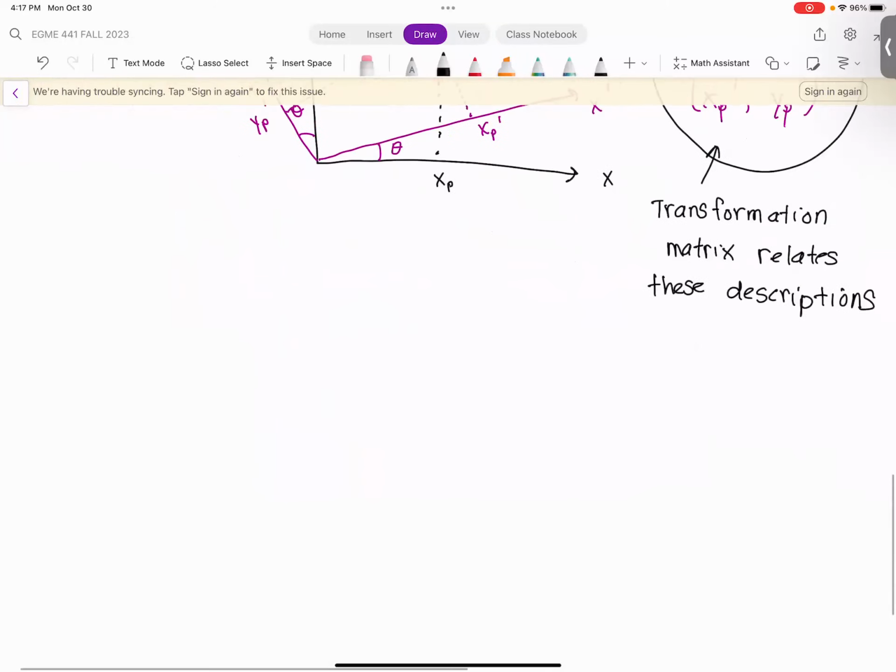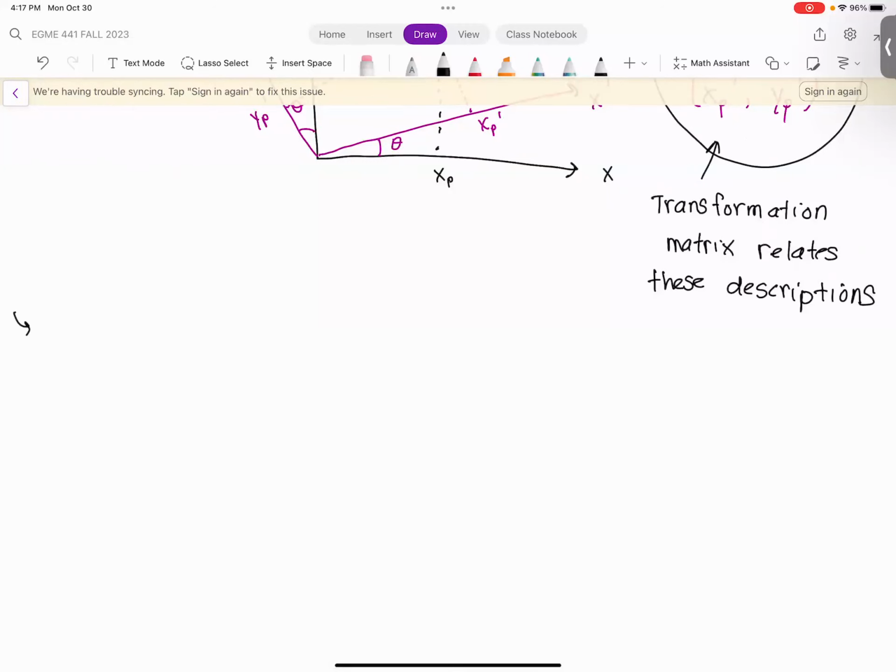looks like. So, just like the name implies, a transformation matrix is a matrix. Let's see if we can define the entries of this matrix.